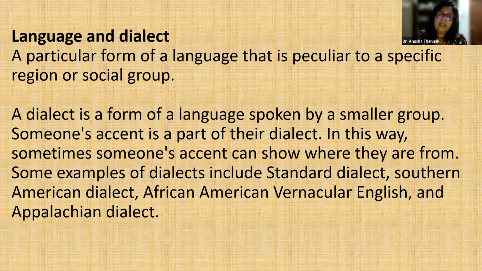A particular form of a language that is peculiar to a specific region or social group. That is a definition of a dialect. It is a particular, special form of a language that is special to a region or social group. That is a dialect. In Sinhala we call it Pradeshiya Vivahara.